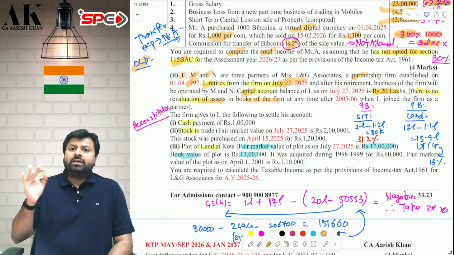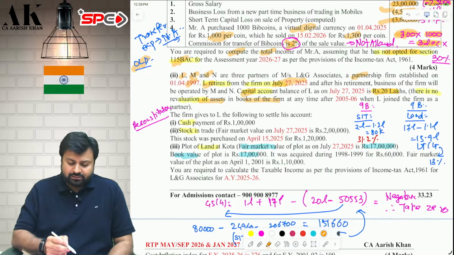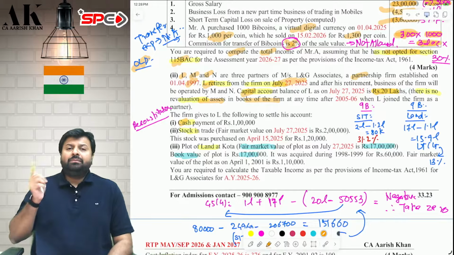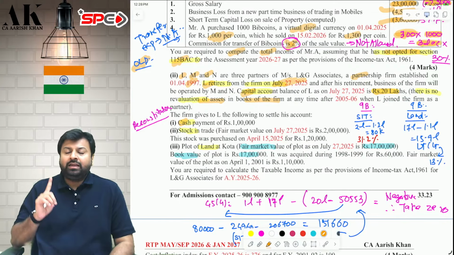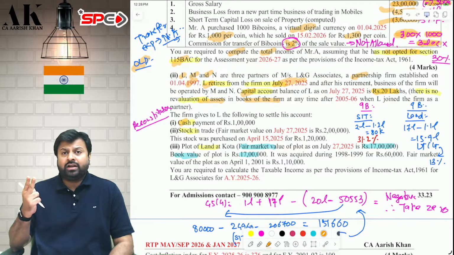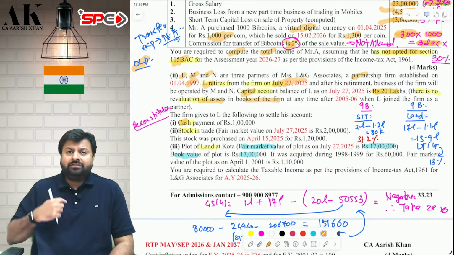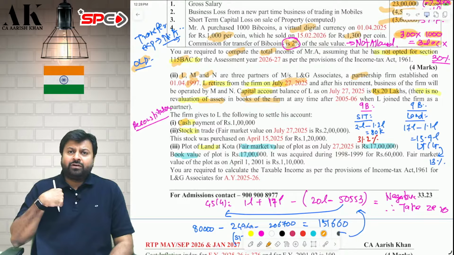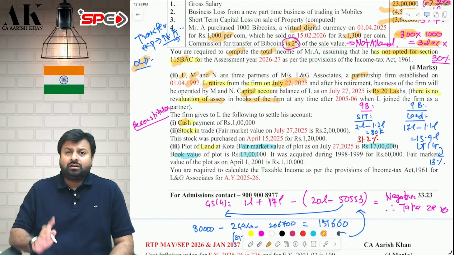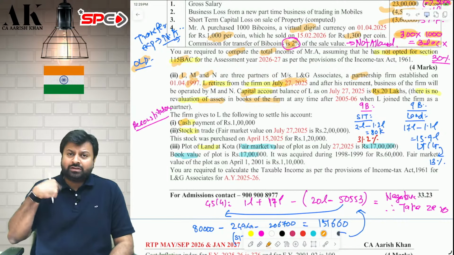Now, what is the firm giving to the partner? The firm is giving the partner 3 things: one is cash, one is stock, one is land. So now we will apply 9B. 9B is applicable if there is a reconstitution of the firm and the firm gives a capital asset or stock in trade to the partner. If stock in trade is given, then the firm will be liable for PGBP, and if a capital asset is given, then the firm will be liable for capital gains. Now the firm is giving both.